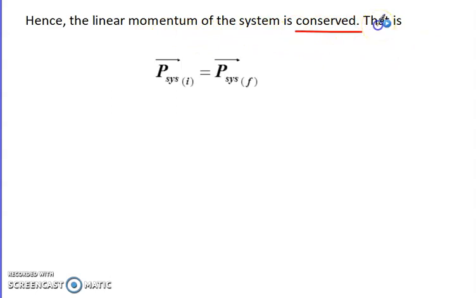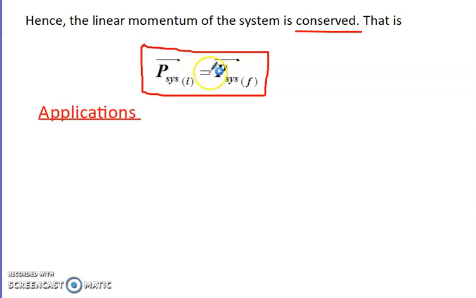Let's write it in an equation form. Here it is. Linear momentum of the system initial equals linear momentum of the system final. The same as the conservation of mechanical energy. Okay? So let's do some application.